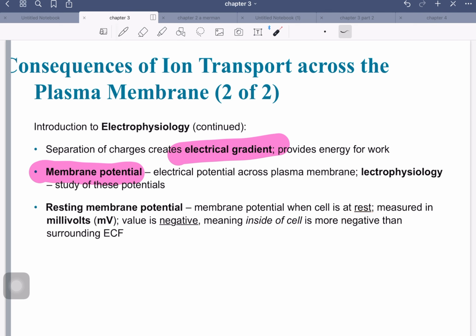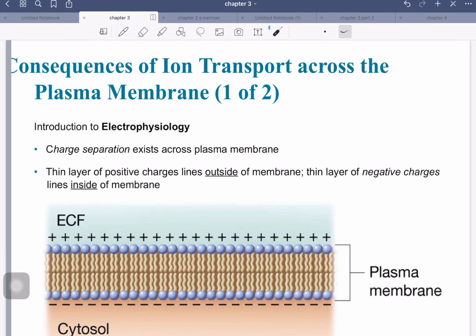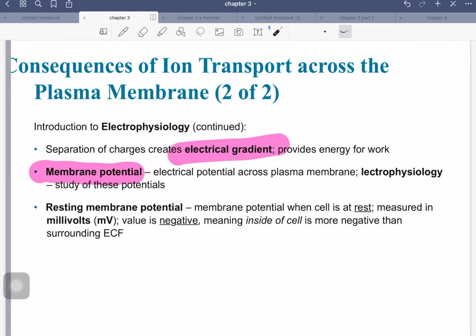Now, just a little heads up. We measure this in millivolts, right? It looks like there's a huge positive charge out here and a huge negative, but the difference is actually very slight. So we couldn't measure it in volts. We measure it in millivolts to make the numbers much easier to understand. And when we look at it, we see the value is expressed as being negative, which means inside the cell is more negative than the surrounding CSF.